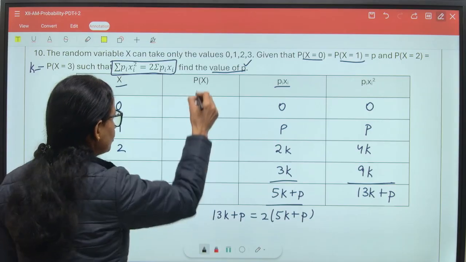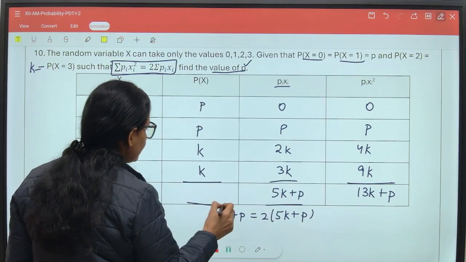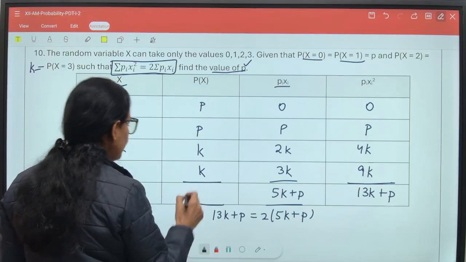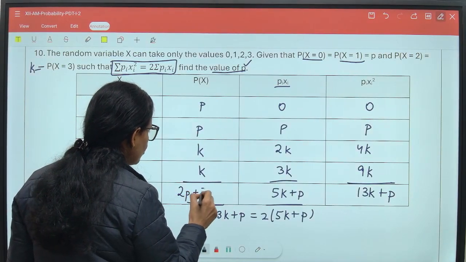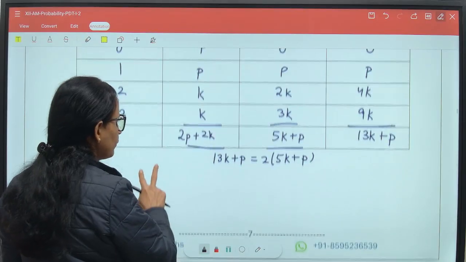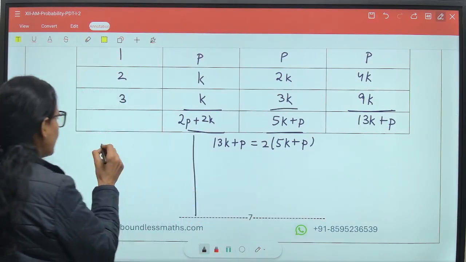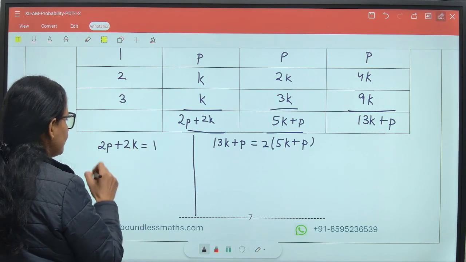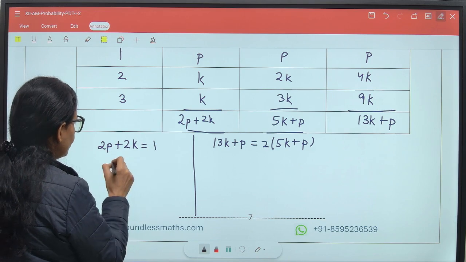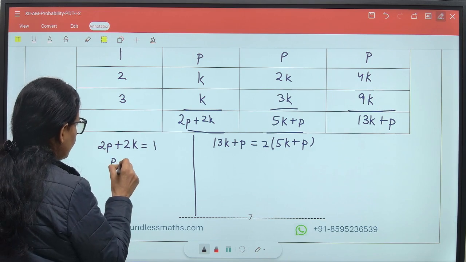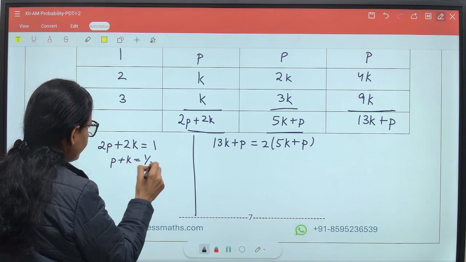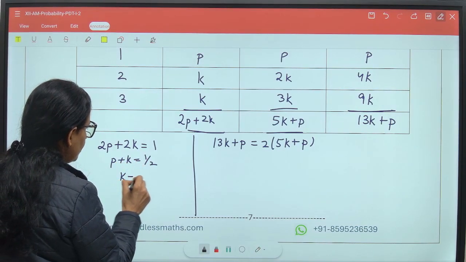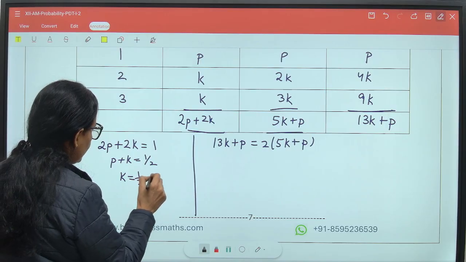We also know that the sum of all the probabilities is always 1. So that means 2p plus 2k is 1. Let's use these two equations and find the value of p. We need to eliminate k somehow. So if I take this 2 to the other side, p plus k is half and k is half minus p.